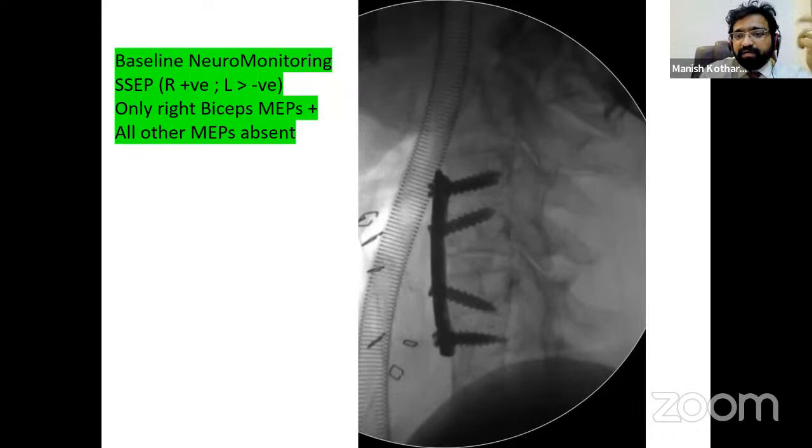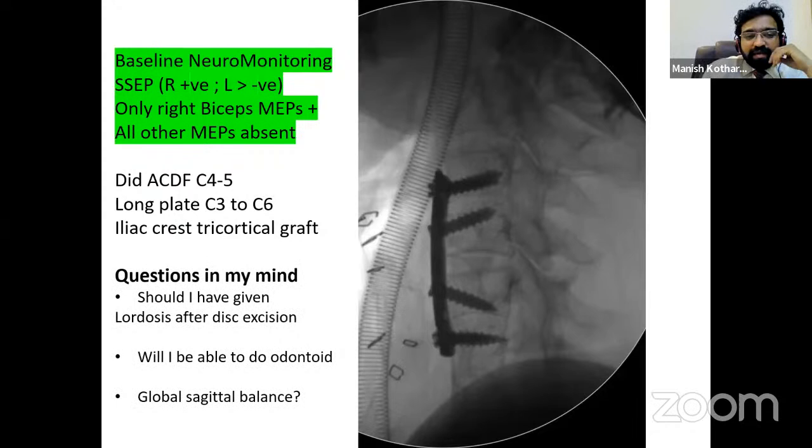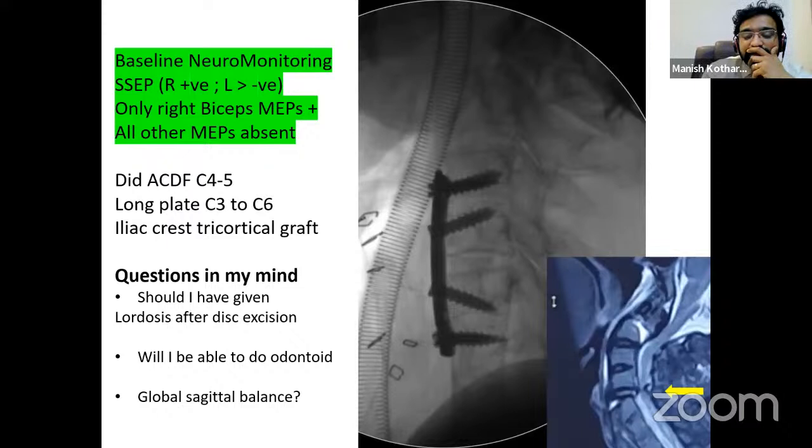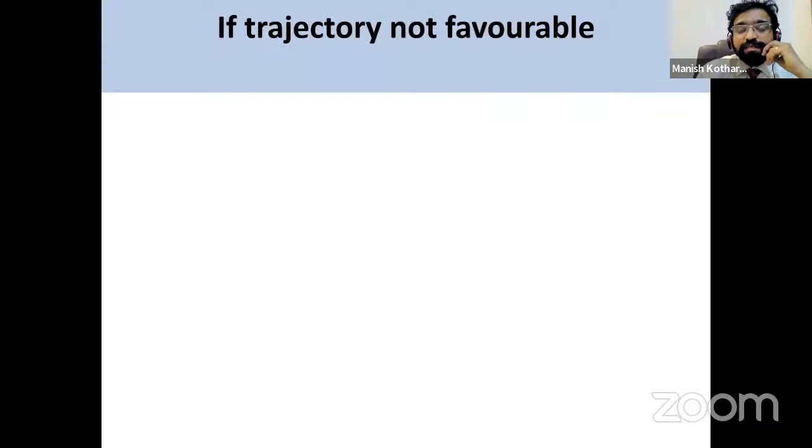Now, there are some questions. As I said, lordosis is very less. Will I be able to do odontoid or not? And I don't know the preoperative global sagittal balance. So that was also at the back of my mind, although it was not my priority. So that was the MRI. I can't give him any more lordosis. I thought, should I remove the plate, give it a lordotic bend and do it again? But without the neuromonitoring support, because there were no MEPs in the lower limb, I was not very comfortable doing that. So I was prepared to do anterior odontoid, even if I don't get reduction.